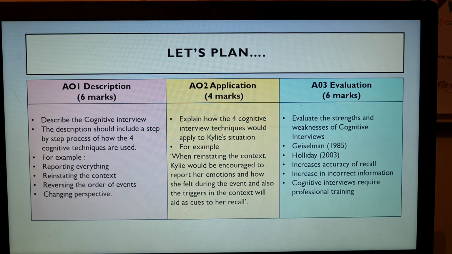Reversing the order of events. Okay, so rather than recalling things in chronological order, they would recall things backwards. And fourthly, changing perspective. So this is where the witness would be asked to describe the event from somebody else's perspective. Okay, so these are the kind of things you need to be describing for AO1. Okay, so describing what cognitive interviews are, and then giving some examples of the techniques, okay, that a cognitive interview would use.